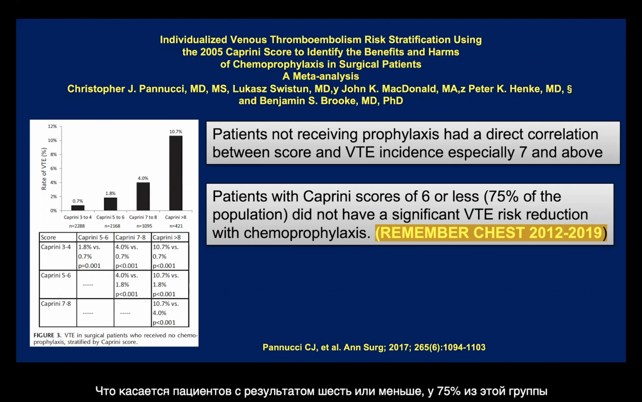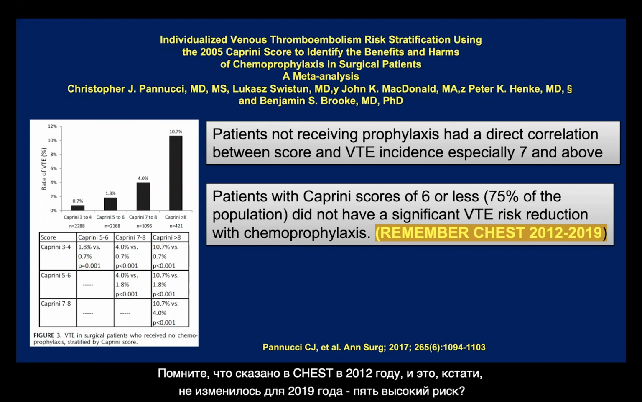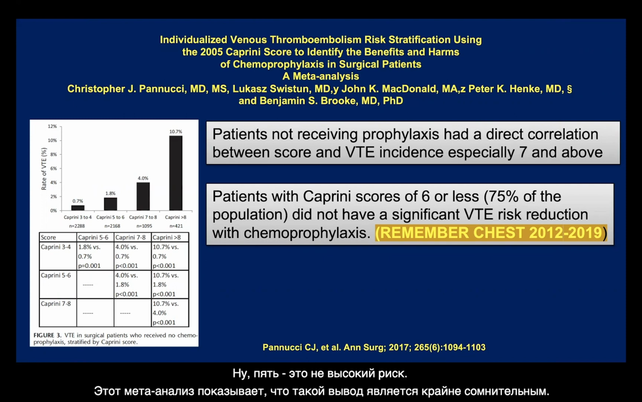Now, in those patients with a score of 6 or less, 75% of this population, they did not have a significant VTE risk reduction with chemoprophylaxis. Remember what CHEST said in 2012, which wasn't changed in 2019? 5 was high risk. Well, 5 isn't high risk. This meta-analysis shows you better cast some doubt on that conclusion.